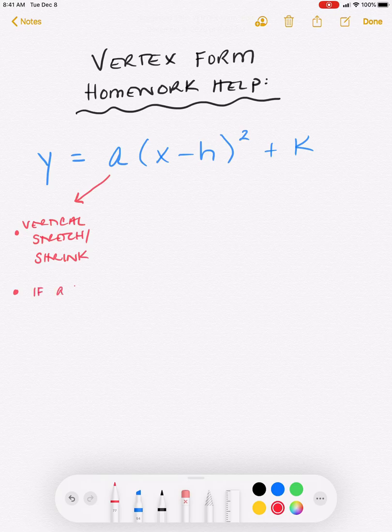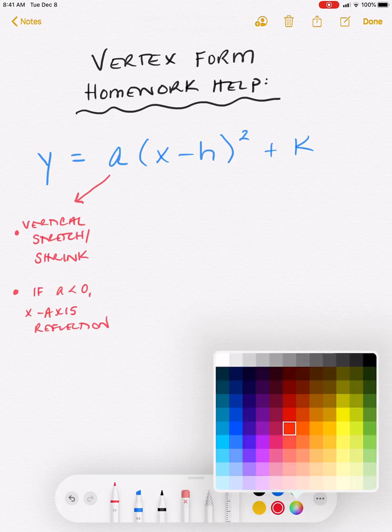If the a value is less than 0, it's an x-axis reflection. If the a value is positive, then there's no reflection. So that's what that a value does. It determines the opening, which is the reflection, and it's the width of the parabola.